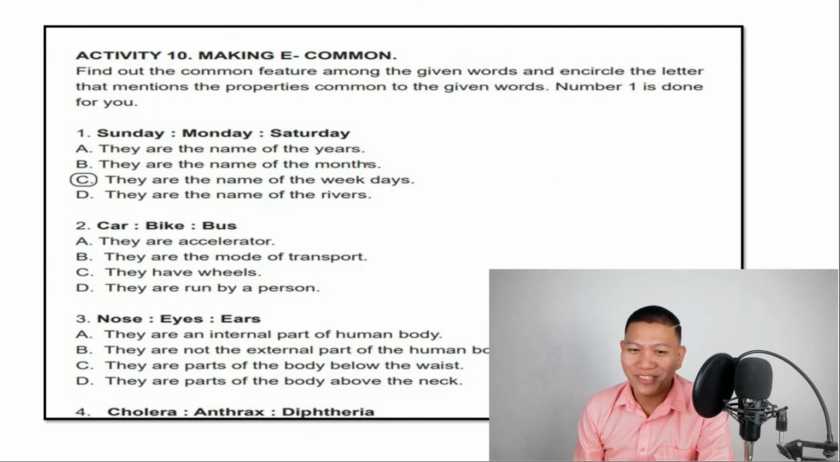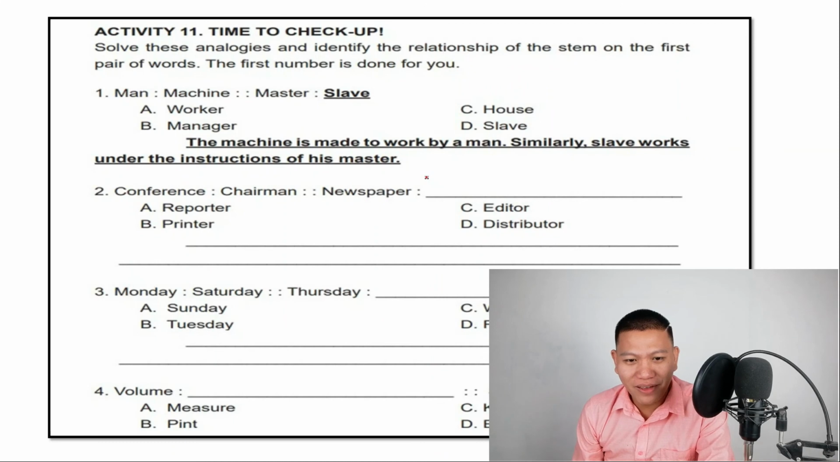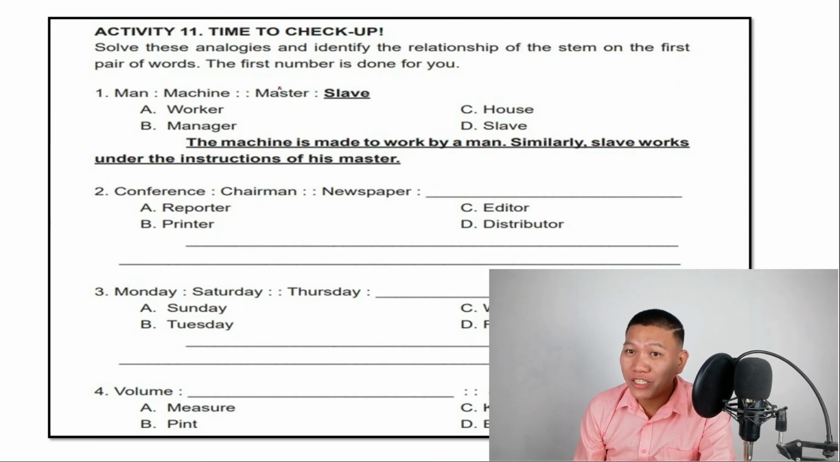Number 10. You are to explain or mention what is common about the given analogies. Sunday, Monday, and Saturday, these are all names of weekdays. Okay? And number 11, you will complete again. Man is to machine, master is to slave. The machine is made to work by a man, and the slave is also under the instructions of his master. That's how they are related.